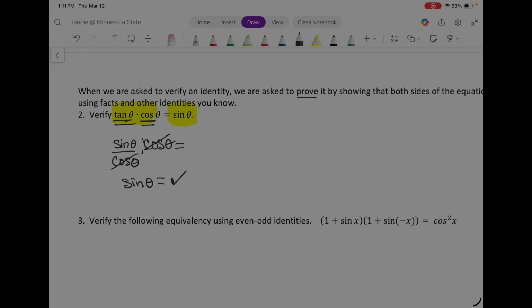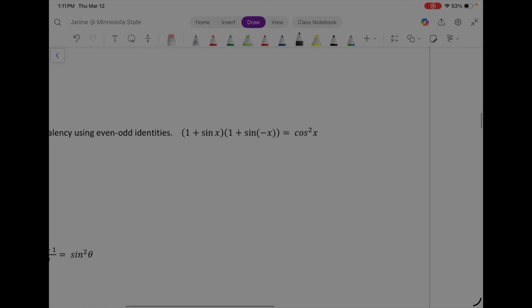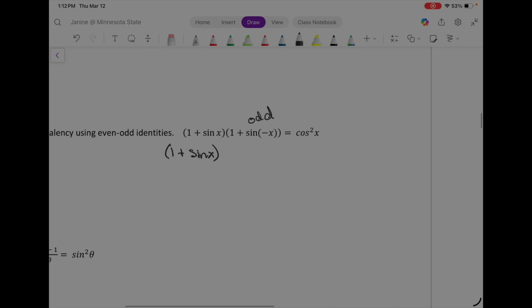Here it says verify the equivalencies, which is that the two sides are equal using even and odd identities. So I'm going to focus my attention on the left side. I'm going to do some kind of manipulations until I can get it to equal cosine of x squared. Well, I do know that sine is an odd function, so since sine is an odd function, I can rewrite this as 1 plus sine x times 1 minus sine x. That's using the odd property, okay?